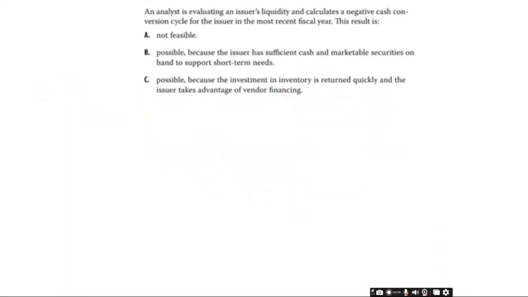An analyst is evaluating an issuer's liquidity and calculates a negative cash conversion cycle. Nice. Don't need to finance a negative cash conversion cycle. It actually provides capital for the issuer in the most recent fiscal year. This result is not feasible. Not true. It is feasible. If you go through the module, we see an example of it. B, possible. Yep.